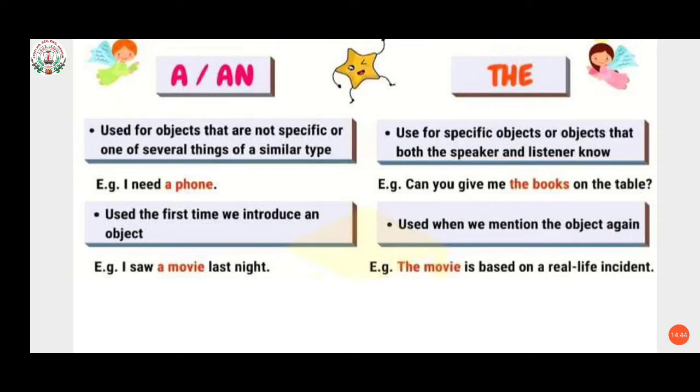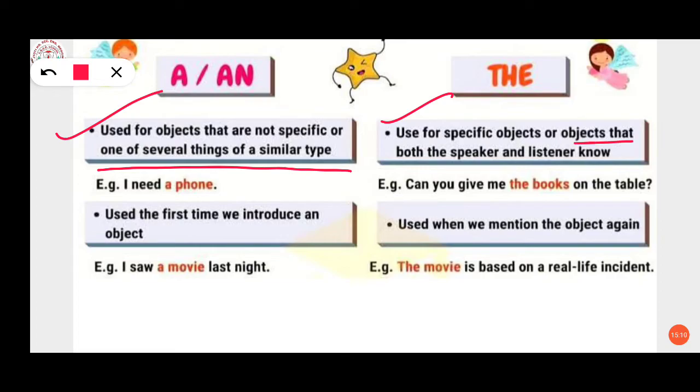Now here, students, again the use of a, an and the. I want to read this. A and an are used for objects that are not specific, and the is used for specific objects. Here, with a and an, we can use one of several things of a similar type.